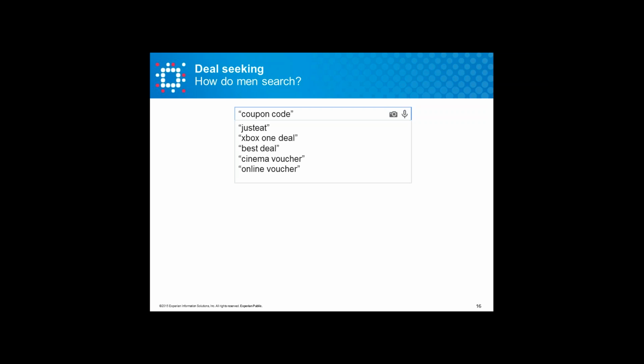Also, for coupon and voucher searches among men, they are commonly focused on restaurants, especially pizza and delivery services like Just Eat. Those have a higher concentration of searches being conducted by men. As we said before, deal searches in general skew towards men, using that keyword deal, but those focused on electronics and gadgets, like we see here, Xbox One deal, are especially likely to be conducted by men. And then, interestingly, searches that contain the word deal comprise a 51% greater share of searches made by men than those made by women.